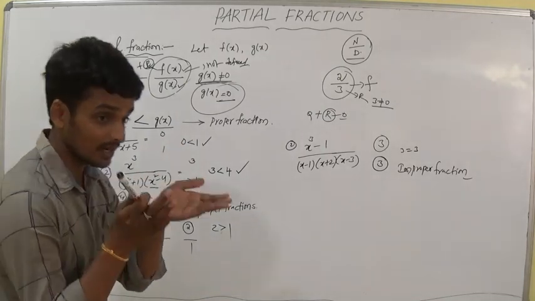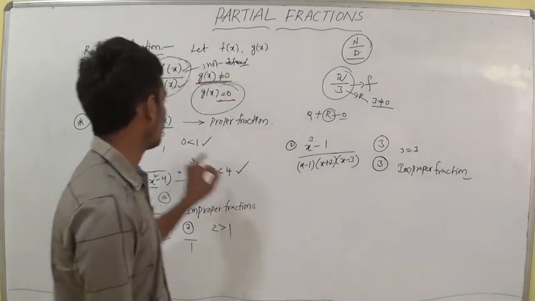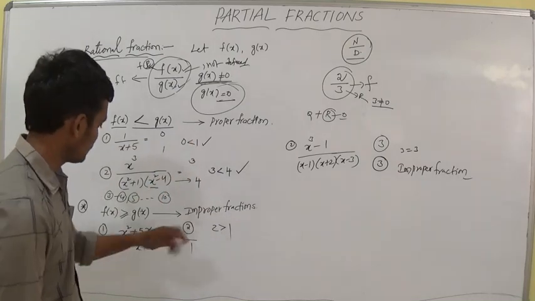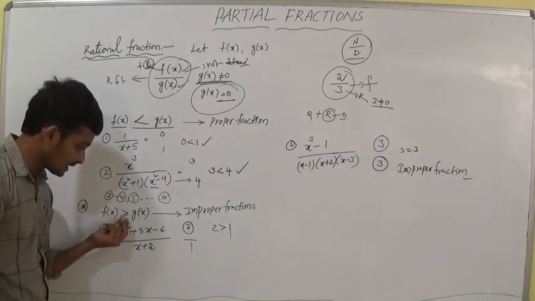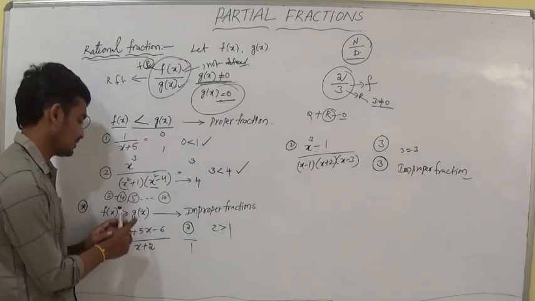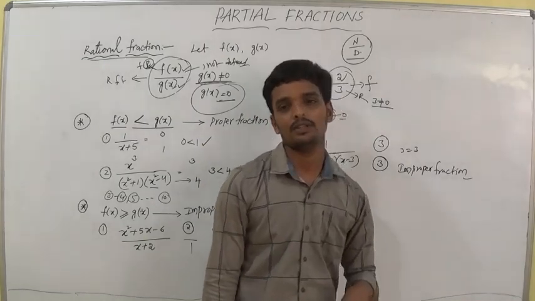But here we are discussing functions. We are based on degrees. If the degree of f of x is less than the degree of g of x, it is a proper fraction. In the same way, if the degree of f of x is greater than or equal to the degree of g of x, then it is an improper fraction. So I think you understand very well.